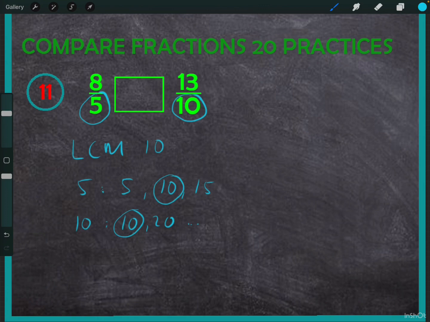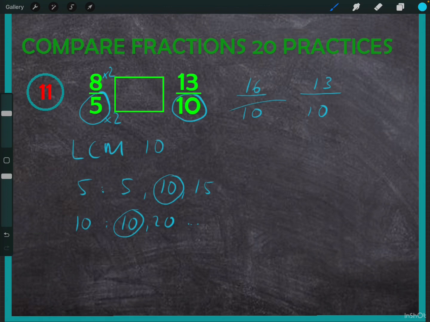From here, we will convert the two original fractions into two new fractions with 10 in the denominator. For the first fraction, we must multiply 5 by 2 to get 10, and we must also multiply 8 by 2 to get the equivalent fraction. 2 times 8 is 16. 16 over 10 is the equivalent fraction of 8 over 5. The second fraction, we just write 13 over 10 again.